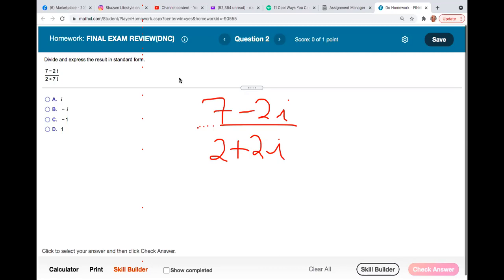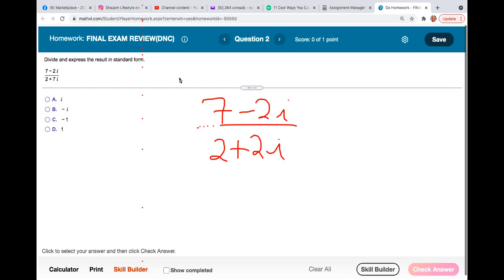The first thing I want to let you guys know is that you can actually do this on your calculator if you have a graphing calculator. If you have one of the TI graphing calculators, not the TI-82, I don't think it has it, but the TI-83 and TI-84 have that feature.